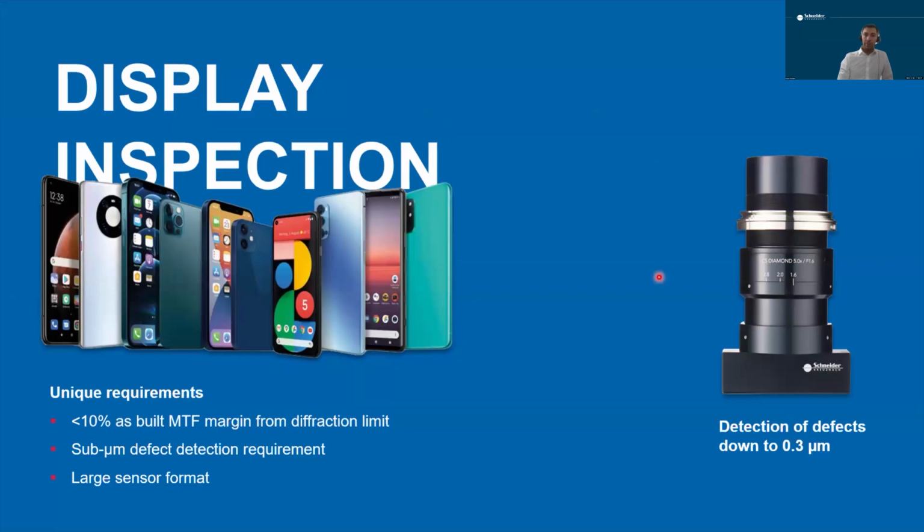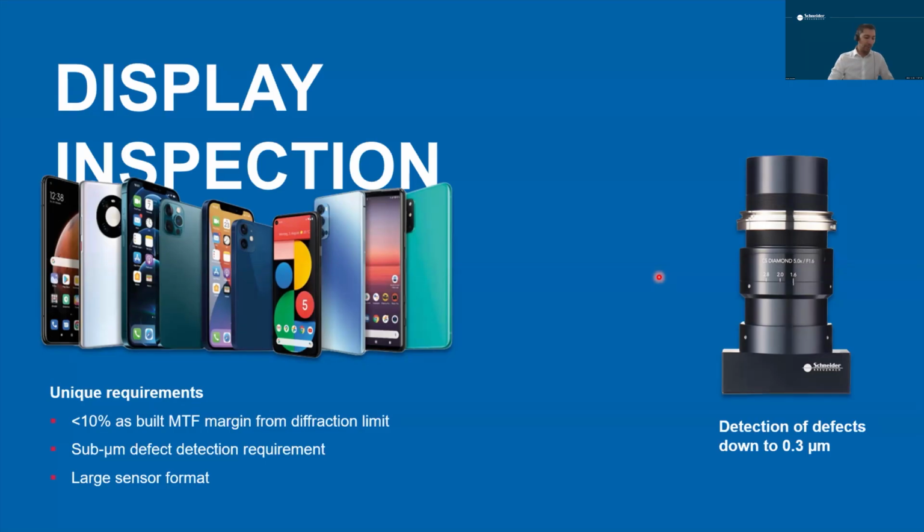Another topic is display inspection. In that case, it's a very unique lens. There is no such lens. There are not so many lenses on the market, and what the customer wanted didn't exist yet. So basically, with display inspection, the pixels are getting smaller and smaller, and the artifact or defect they are looking at is also getting smaller and smaller. But they need to keep the production speed going, and they need the largest sensor possible.